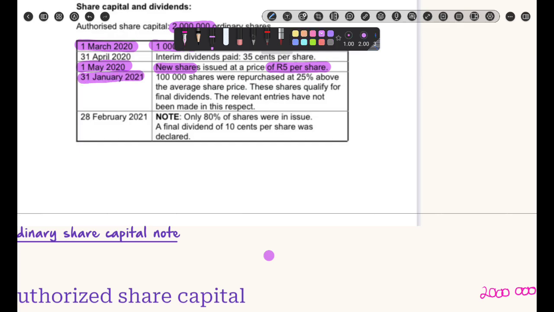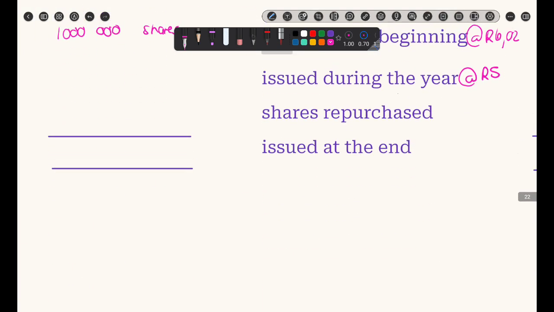They said on the 31st of Jan 2021, 100,000 shares were repurchased at 25% above the average price. These shares qualify for the final dividends and the relevant entries have not been made, right? Okay, so let's go and fill in. 100,000 shares were repurchased. So under my buyback, I put the 100,000 shares. Remember, your buyback is always in brackets, right? It's always a minus amount.